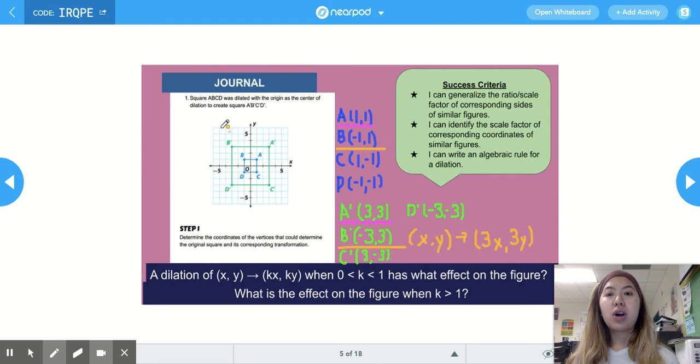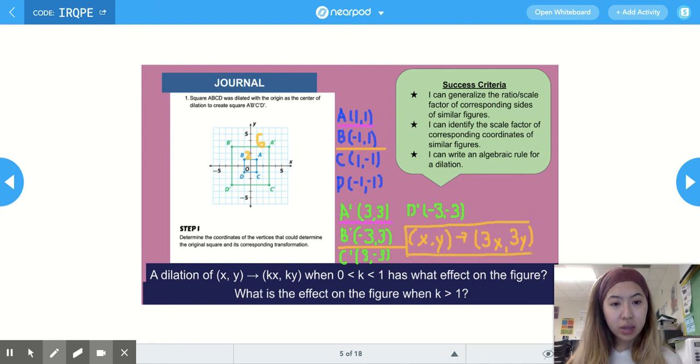Another way to solve for the algebraic rule for the dilation is to figure out the side lengths. So for example, the length from B to A is 1, 2, 3, 4, 5, 6. The length from the original B to A is 2. Then we find the ratio, so 6 divided by 2 is 3, which is, again, the same thing as a scale factor. So that makes our rule still x, y to 3x, 3y.